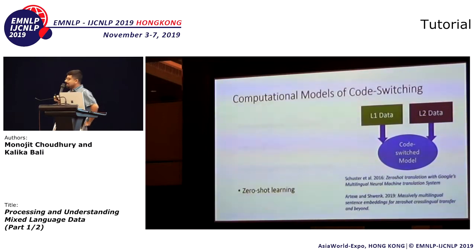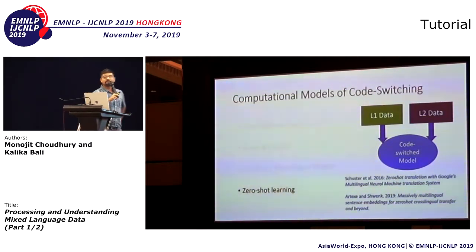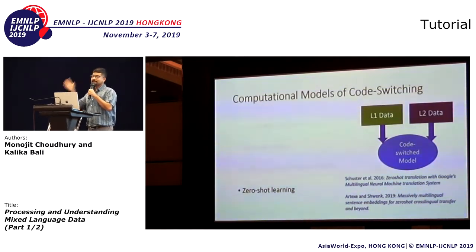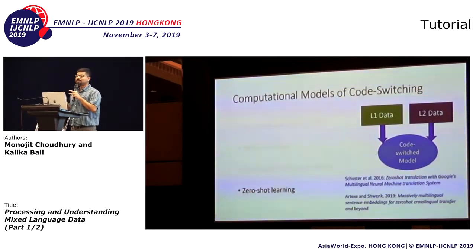Okay. And then the last one is what I would call zero-shot learning. This is what is more popular these days. What happens here is you take L1 data, you take L2 data, and you train a common model for L1 and L2 in some interesting ways. We'll come to what those interesting ways are in the second half of the talk. But effectively, you get a code switch model without any code switch data.